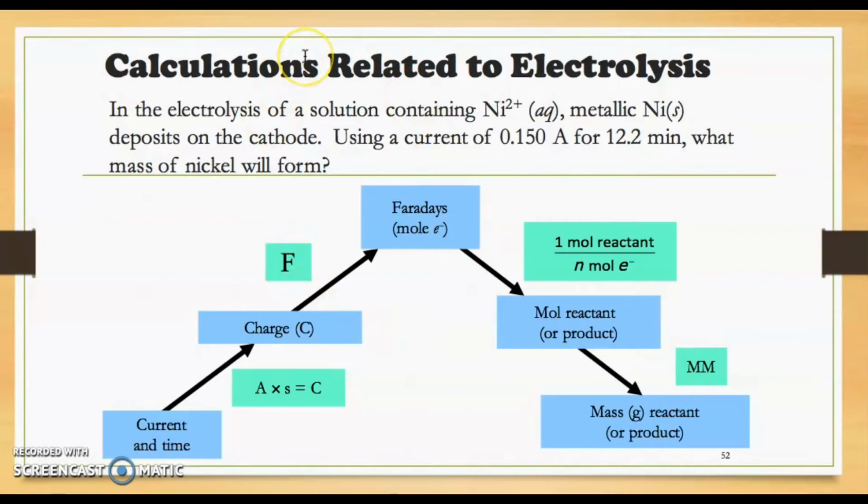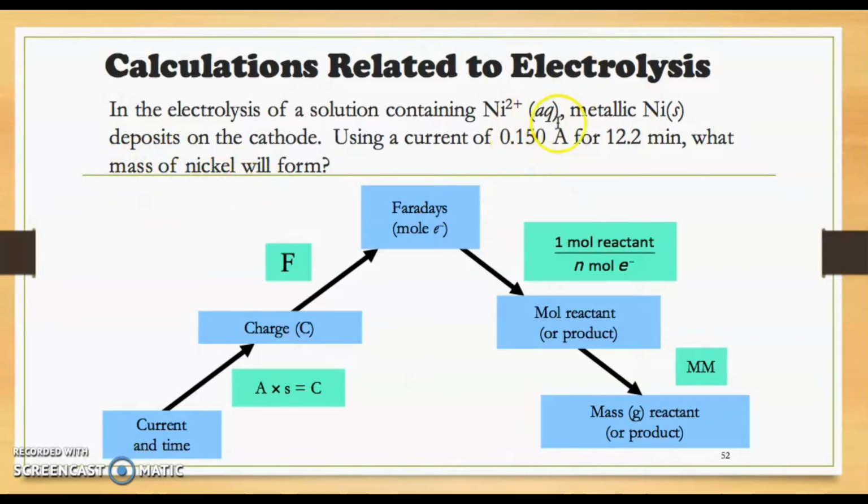Let's continue our lecture. This is the calculations related to electrolysis. In the electrolysis of a solution containing nickel two ion, metallic nickel deposits on the cathode using a current of 0.150 ampere for 12.2 minutes. What mass of nickel will form? So you need to calculate the mass of nickel.